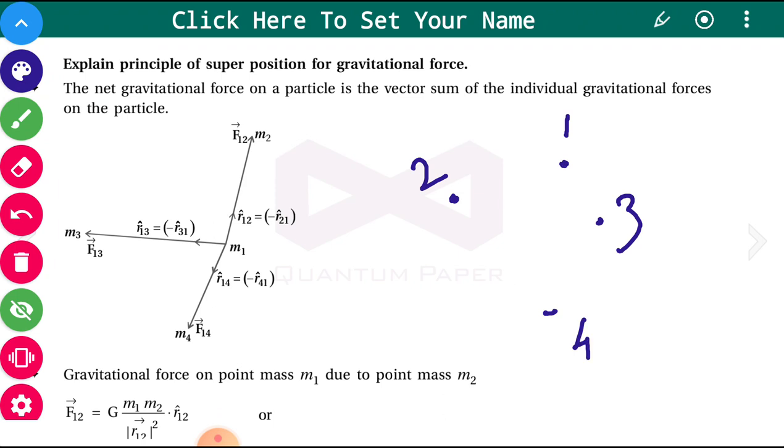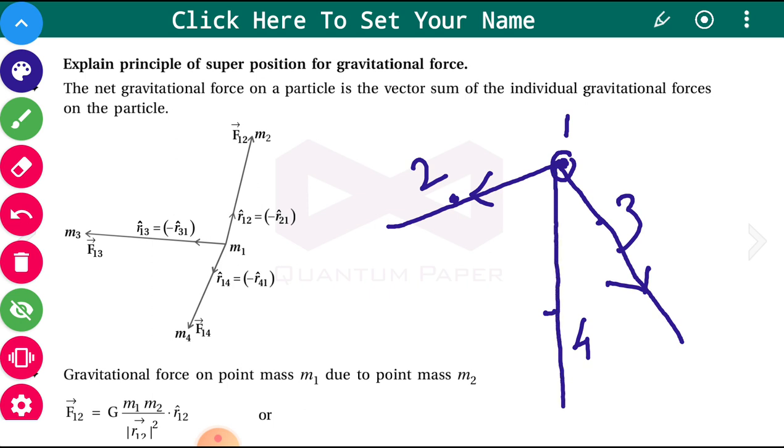Now, if you want to find the force on this first particle, the attractive force on it will be there because of the second particle, so it will experience the force in this direction, that is towards 2. Then it will experience the force due to the third particle in this direction, and it will also experience the attractive force due to the fourth particle, in this direction.